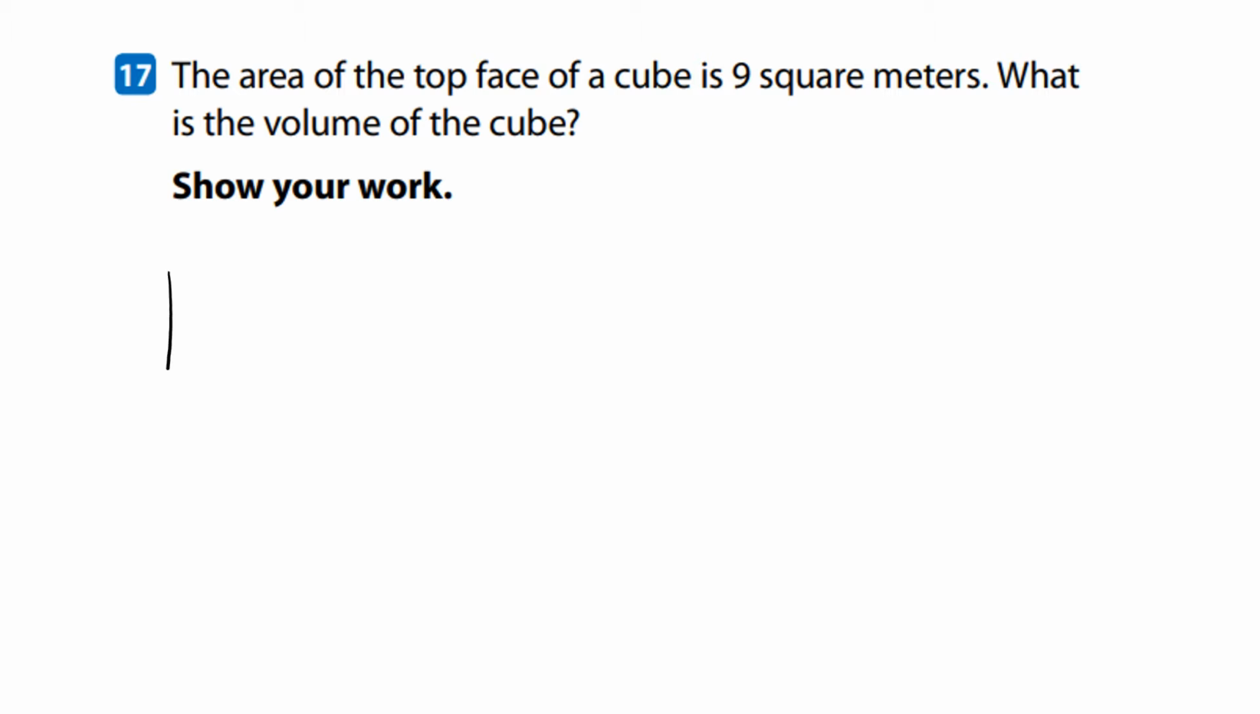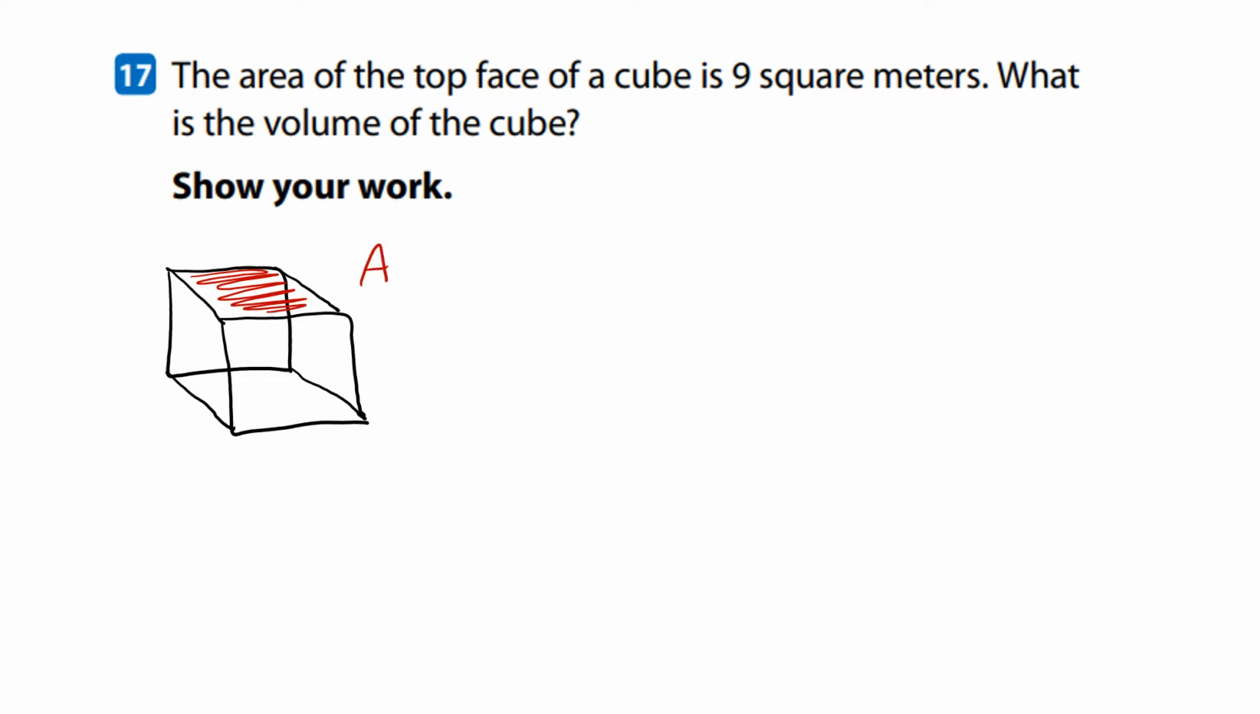So if we have a cube shape, it would look something like this. And it tells us that the top piece of the cube, this piece that I'm shading in red, has an area of 9 square meters. We know that area is length times width. We also know that for the area of a square, we take the square root of 9. So we would multiply 3, which is the square root of 9, 3 times 3 to get our length and our width.